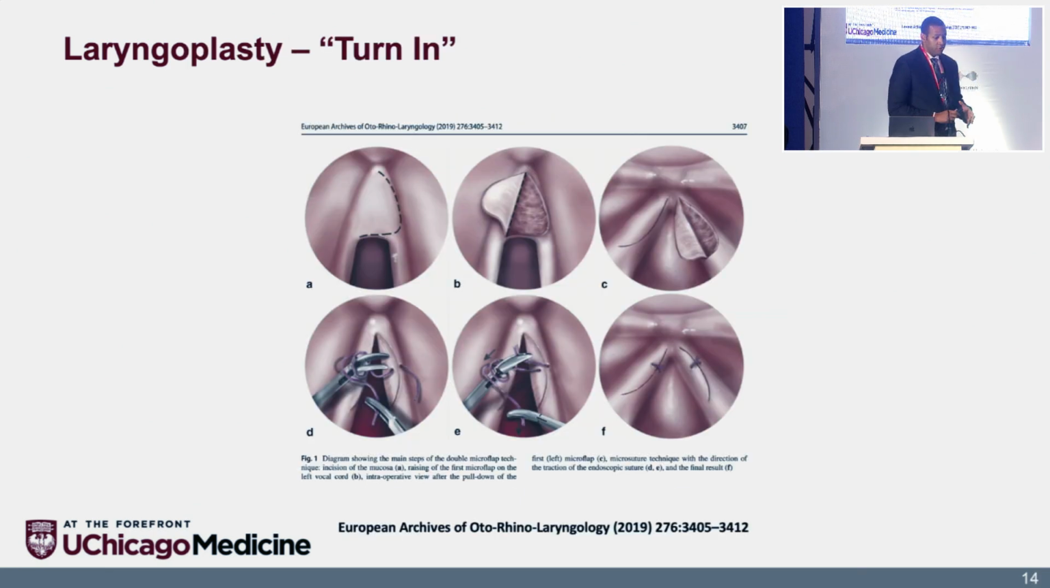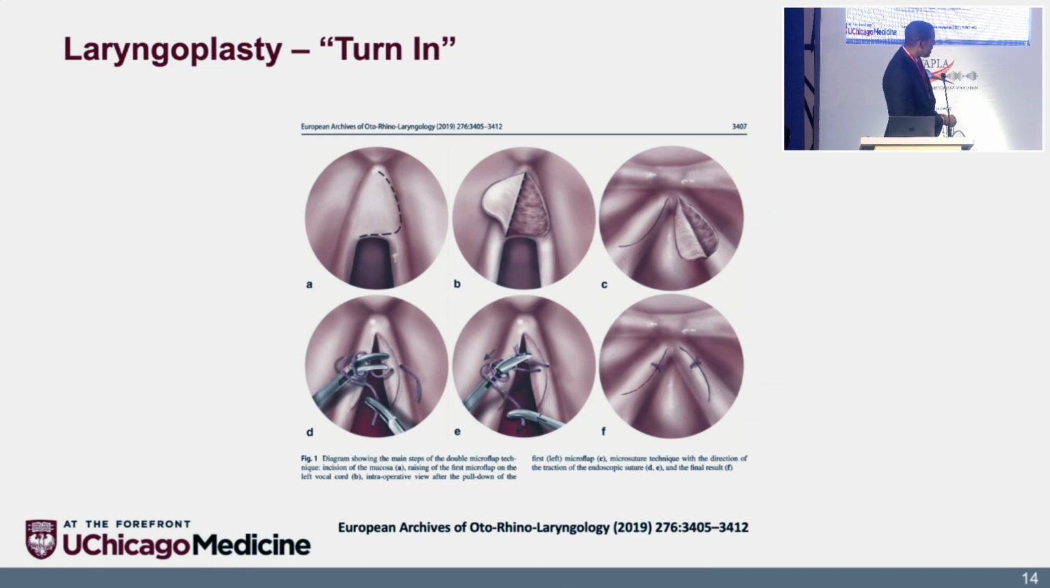So there are different approaches. The first one that I'll talk about is a turn-in flap, a laryngoplasty with a turn-in flap. Essentially what's done here is you're making a small incision along the superior aspect of the anterior glottic web. You're denuding that epithelium and you're saving it for subsequent turnover. You're removing a fibrotic component of the anterior web, and then you're saving the inferior component of the epithelium, and you're turning that over on the contralateral side.